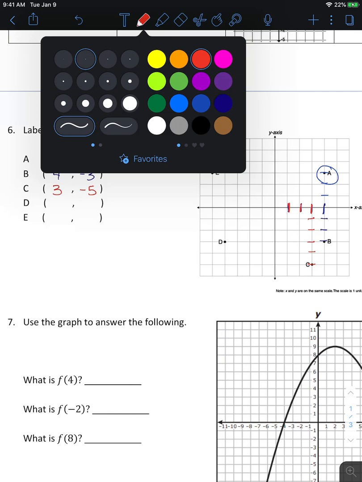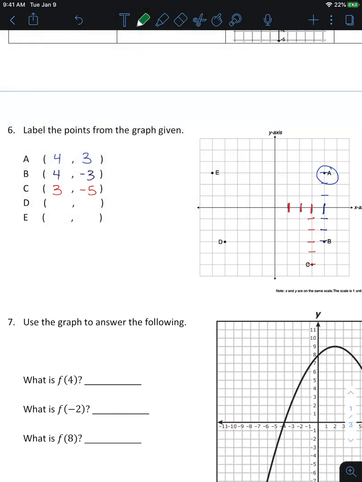Okay, let's switch over to green. Letter D. Letter D is way down here. So now we're going in the negative direction. 1, 2, 3, 4. So we have a negative 4. And we're going down 1, 2, 3.